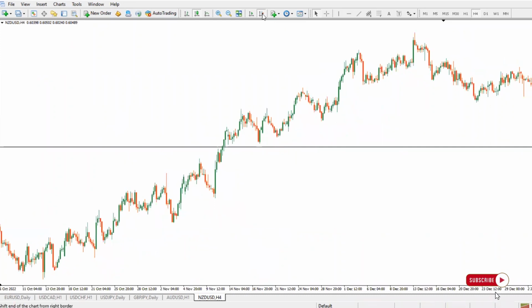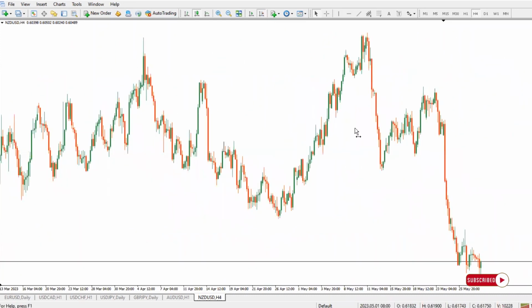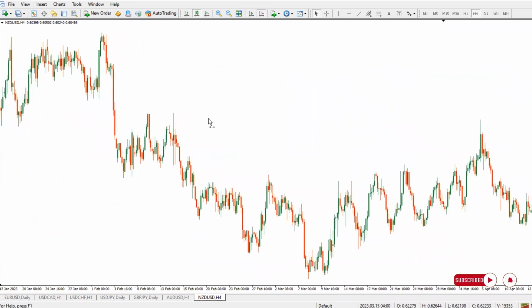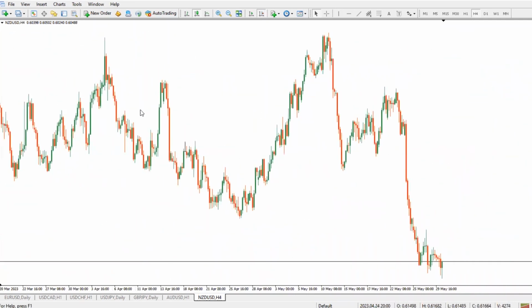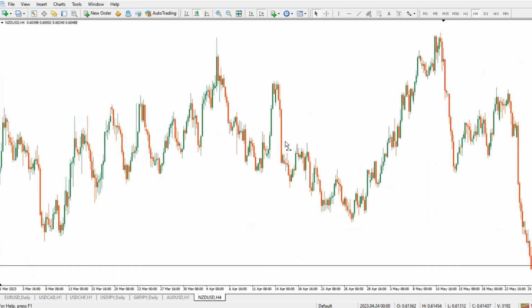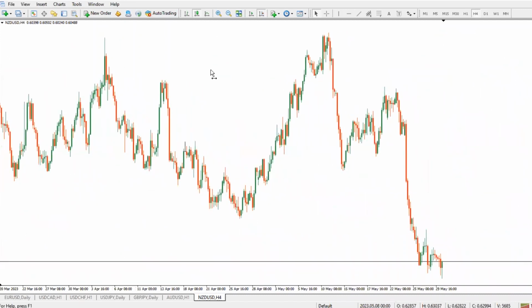So this is the H4 here. What do we see on the H4 time frame? This has been a bearish trend for quite some time, and then price became a little not so clean, and I'm going to be showing you something really interesting that price is doing.